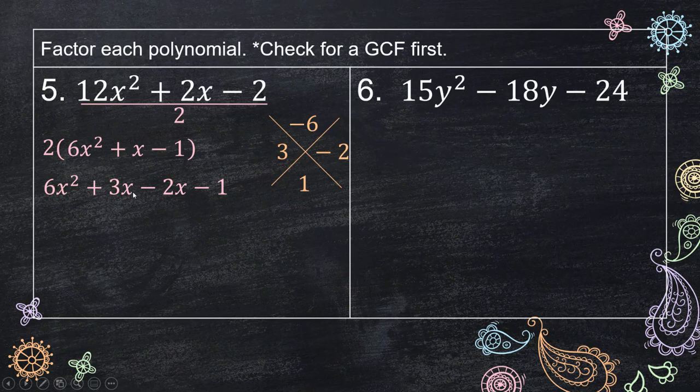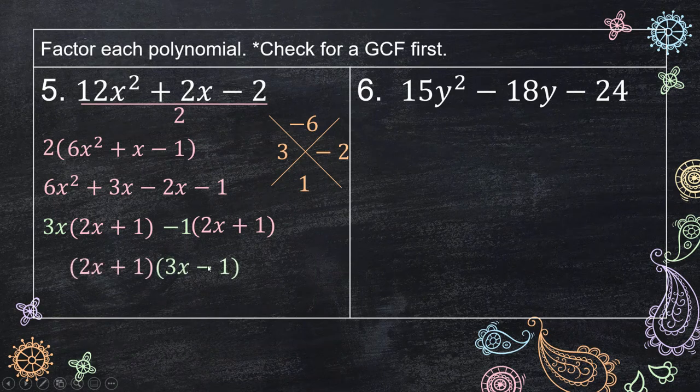Focus on these first two terms. Their greatest common factor would be 3x. So I factor out the 3x to get 2x plus 1. Then looking at the last two, this is a minus. So their only common factor is a 1, but since this is a minus sign, I'm going to factor out negative 1. So dividing both of those terms by negative 1, I get positive 2x plus 1. So the common binomial was 2x plus 1, and then our GCFs were 3x minus 1.